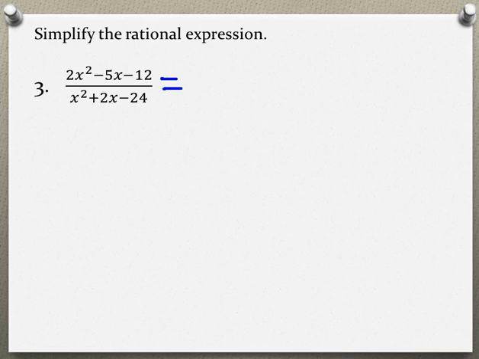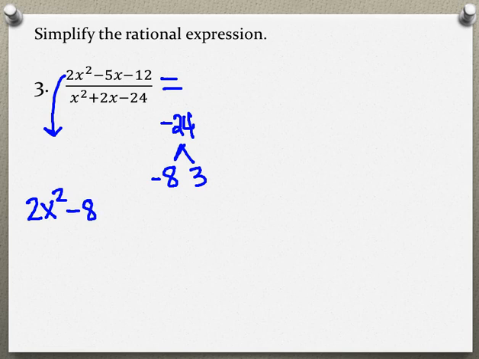So next we have a trinomial, 3 terms. So we need to set up our trinomial. 2 times negative 12 is negative 24. So we need 2 numbers that will multiply to give us negative 24 and add to give us negative 5. So let's use 8 and 3. And we need to get negative 5 by adding. Let's make that negative 8. So we're going to rewrite that middle term, negative 5x, using negative 8x plus 3x minus 12.